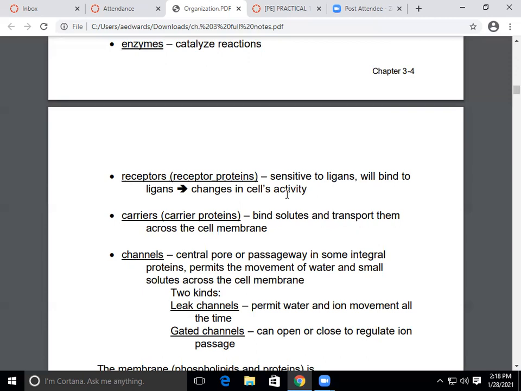Carrier proteins. As the name suggests, they either form a highway or a bridge and allow things to come across, or they pick them up and move them to the other side. The carrier proteins are more of the pick them up and move them to the other side. The channels are more of the expressway or the bridge. With the channels, it allows things like water and small solutes to get across the membrane, because again, water is not going to be able to go across on its own.